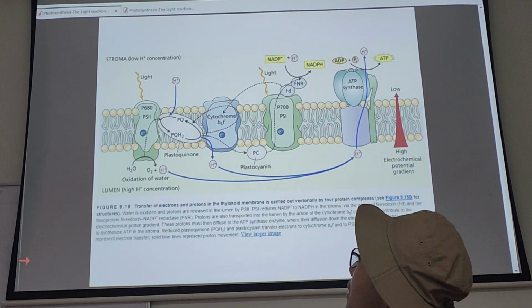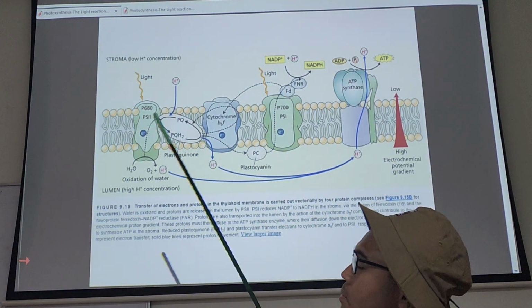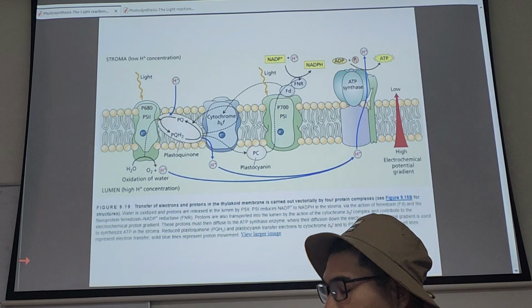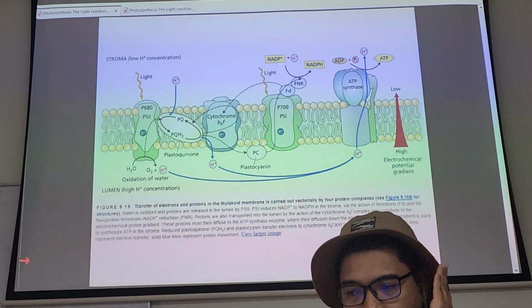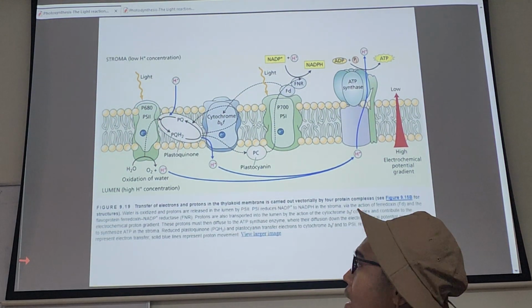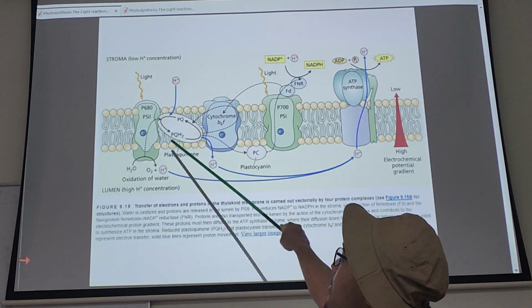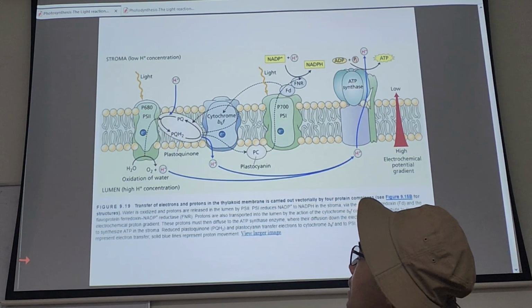PS2, PS1, cytochrome B6F, and also ATP synthase. Please remember that these are the only confirmed integral proteins of thylakoid membranes. Other proteins are present, but they are not necessarily integral proteins, meaning proteins that get embedded in the membrane of the thylakoid. This plastoquinone here, can we call it an integral protein?